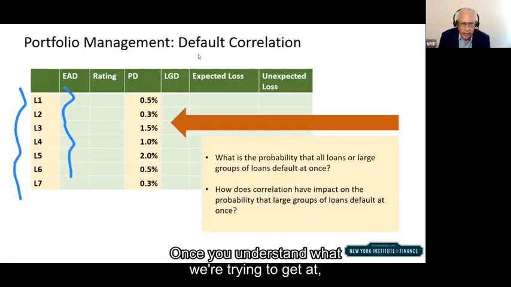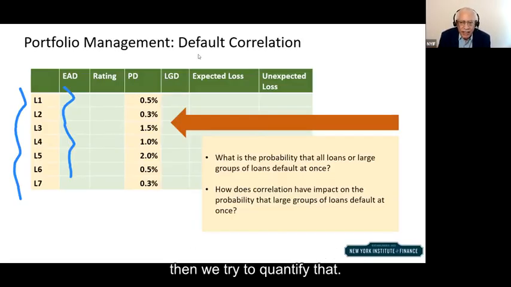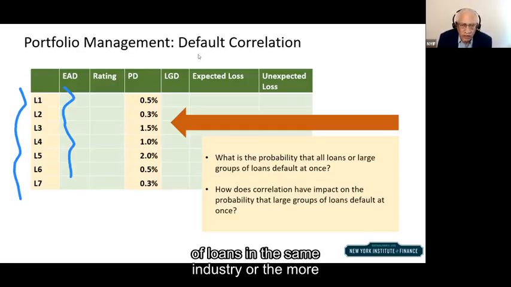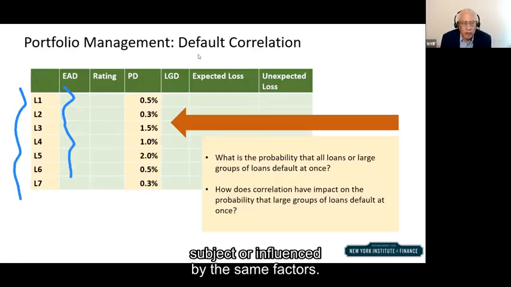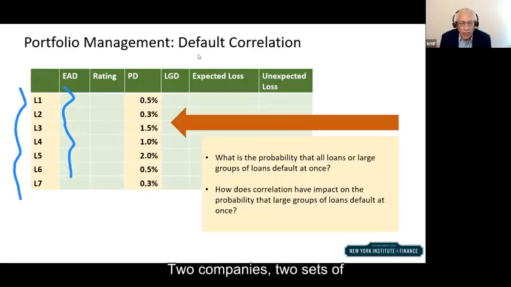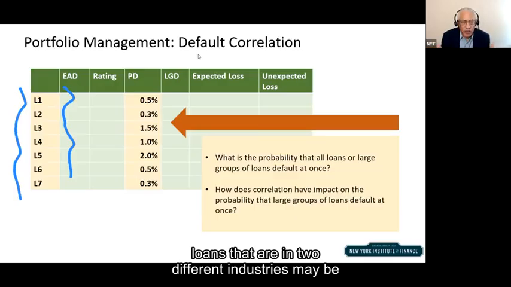So once we understand what we're trying to get at, then we try to quantify that. Now we can look at whether loans in the same industry are more likely to have high default correlations. Loans that might be subject to or influenced by the same factors. Two companies, two sets of loans that are in two different industries may be influenced by or susceptible to some of the same factors as well.